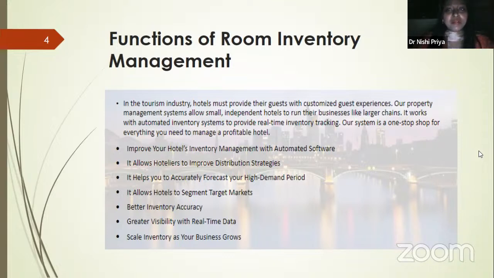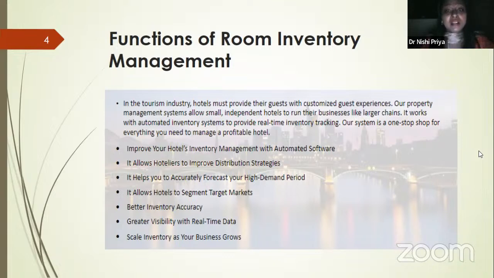In room inventory management, what functions are we actually benefited by? That is important to know. We should not only know what it does. We must know what the profit is behind establishing this system in the hotel. The tourism industry, as we know, is booming again post COVID, and we have international and domestic tourists due to the culturally rich country that is India.